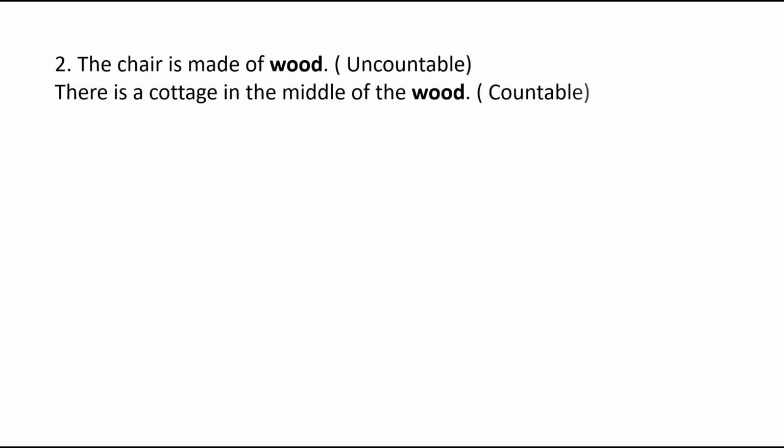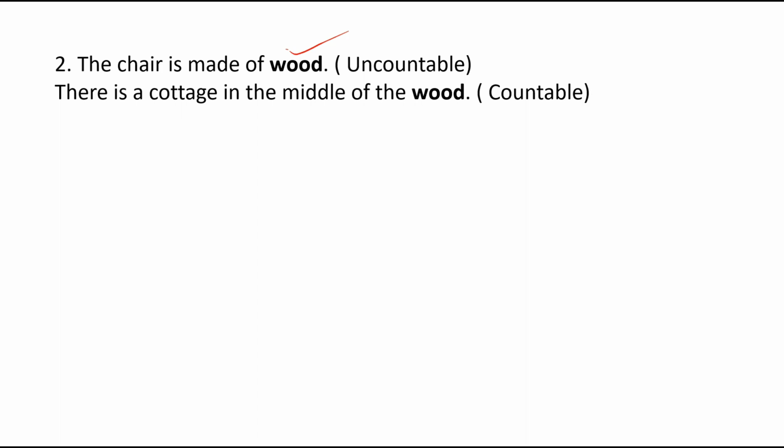The chair is made of wood. There is a cottage in the middle of the wood. So the chair is made of wood. Here wood is a material noun, and according to norms, material nouns are uncountable nouns. It is the substance from which the chair is made. So it is an uncountable noun, because we know that proper nouns, material nouns, abstract nouns, and collective nouns are all uncountable nouns. So here wood is a material noun and an uncountable noun.